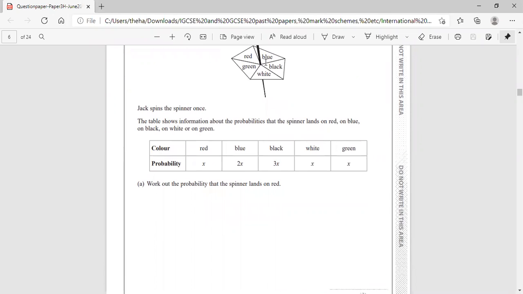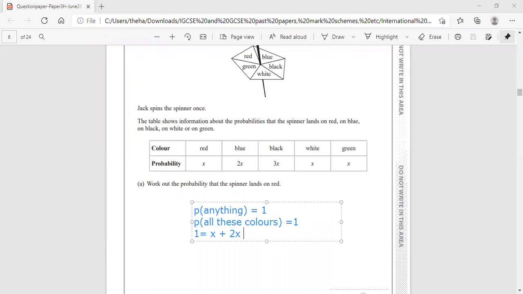So probability, okay, so the probability of anything has to equal 1. So it always equals 1. So if we know that, the probability of landing on any of these colours equals 1. So we know that 1 equals, and then we can add all the x's together. So we've got x, plus 2x, plus 3x, plus x plus x. I hope you see where I'm coming from. We've got x here, 2x, 3x.